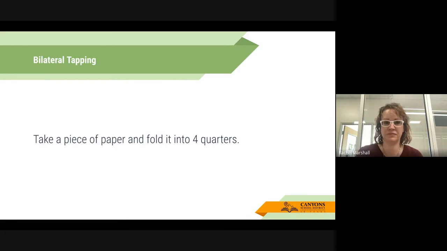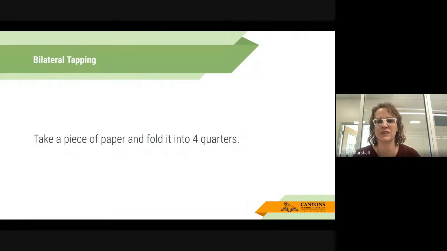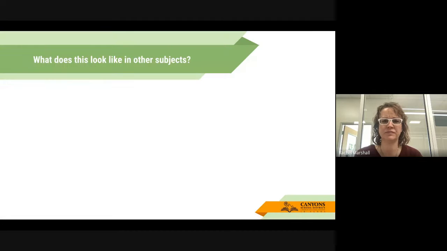So think about what strategies you could use in your classroom to help students, especially students this year who are experiencing a high level of distress, whether it's breathing. These are quick strategies to be able to use. And I honestly would use this bilateral tapping right before the break, to get them just calming down. So think about what it looks like in other subjects.